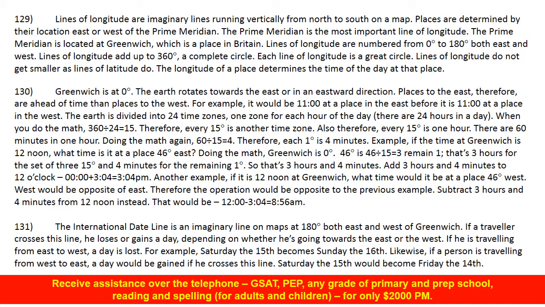Example: if the time at Greenwich is 12 noon, what time is it at a place 46 degrees east? Doing the math, Greenwich is 0 degrees. 46 divided by 15 is equal to 3 remainder 1. That's 3 hours for the 45 degrees and 4 minutes for the remaining 1 degree. So that's 3 hours and 4 minutes. Add 3 hours and 4 minutes to 12 o'clock.